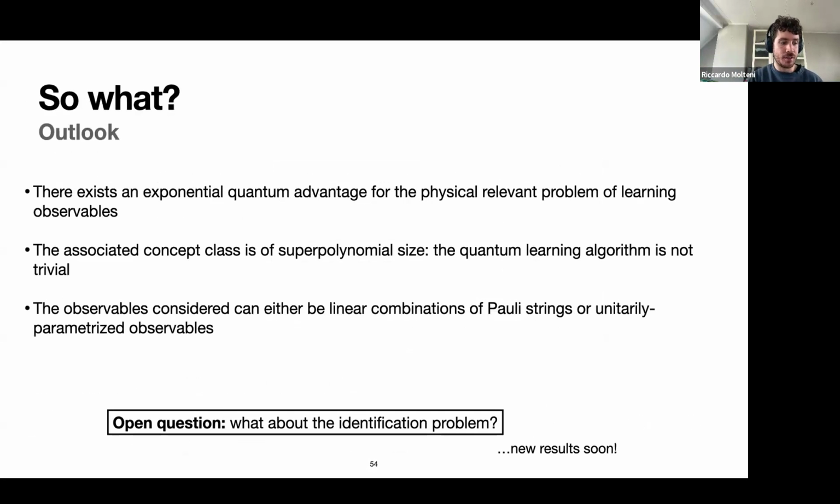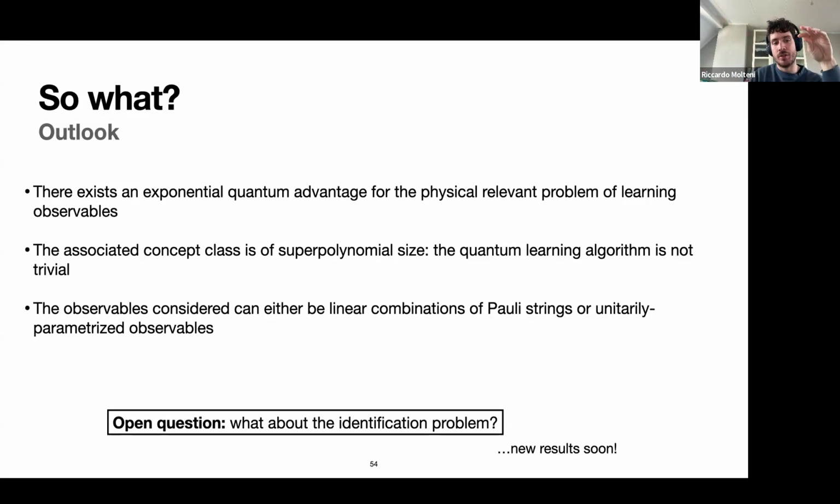So this is my last slide. What we show in this paper is that there exists an exponential quantum advantage for a learning problem of learning observables, and it is a physically relevant problem. We show that the associated concept class is of super-polynomial size. So we show that the quantum algorithm is not a trivial one. It actually uses a quantum part, before a machine learning algorithm, where it can extract relevant, fundamental information. And the observable that we consider can either be a linear combination of Paulis or a unitarily parametrized observable.